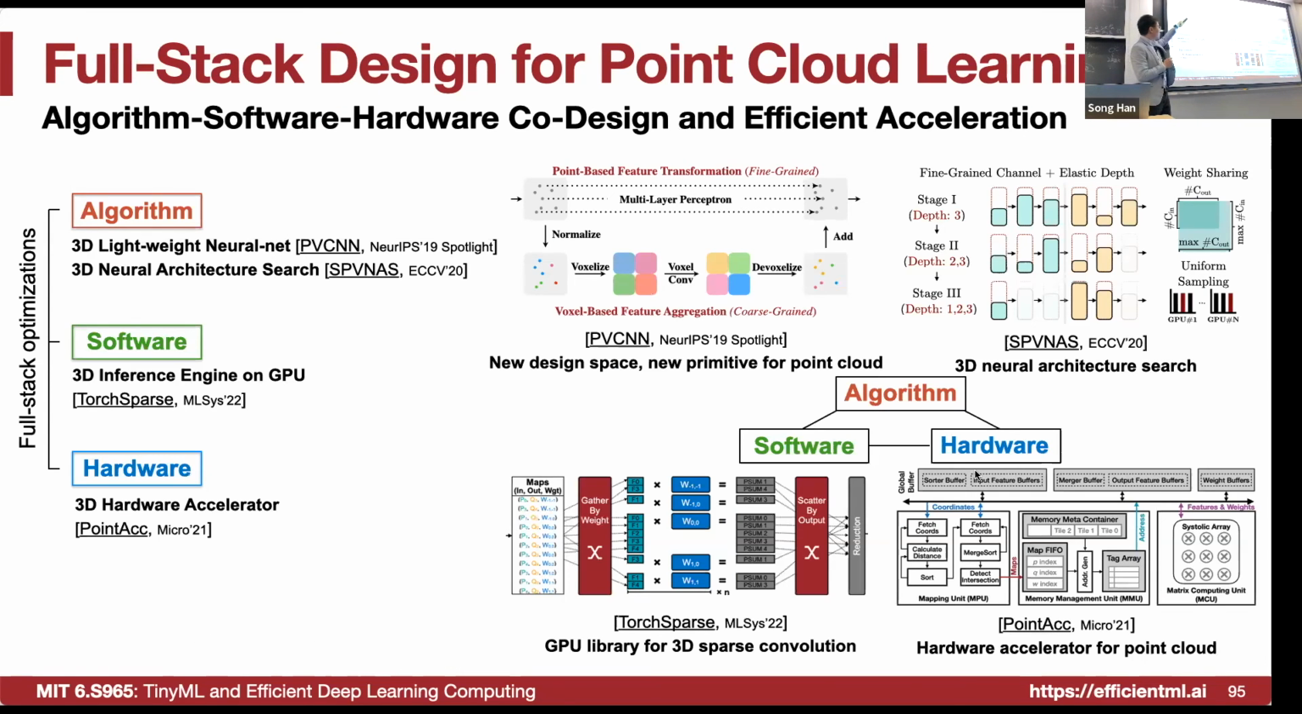To summarize, we have discussed this full stack optimization: from the algorithm side using Point-Voxel CNN and 3D neural architecture search, to the software, using TorchSparse, a new GPU kernel to accelerate the inference of point cloud, followed by the hardware accelerator, PointAcc, that can use the same sorting array to deal with diverse algorithms in point cloud.